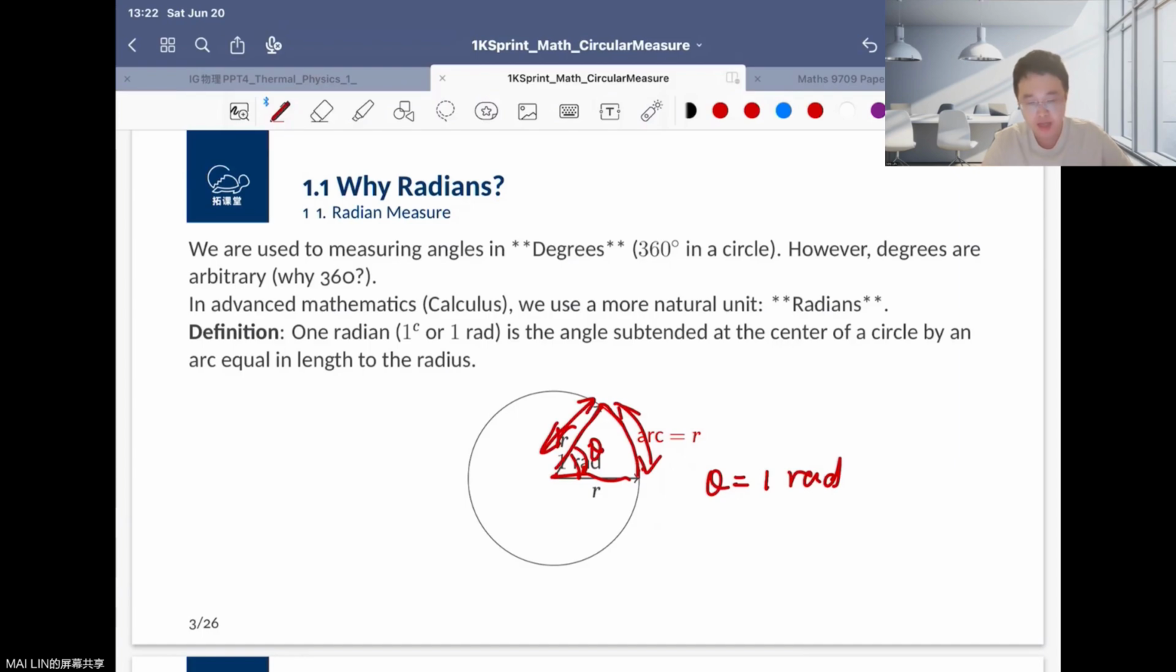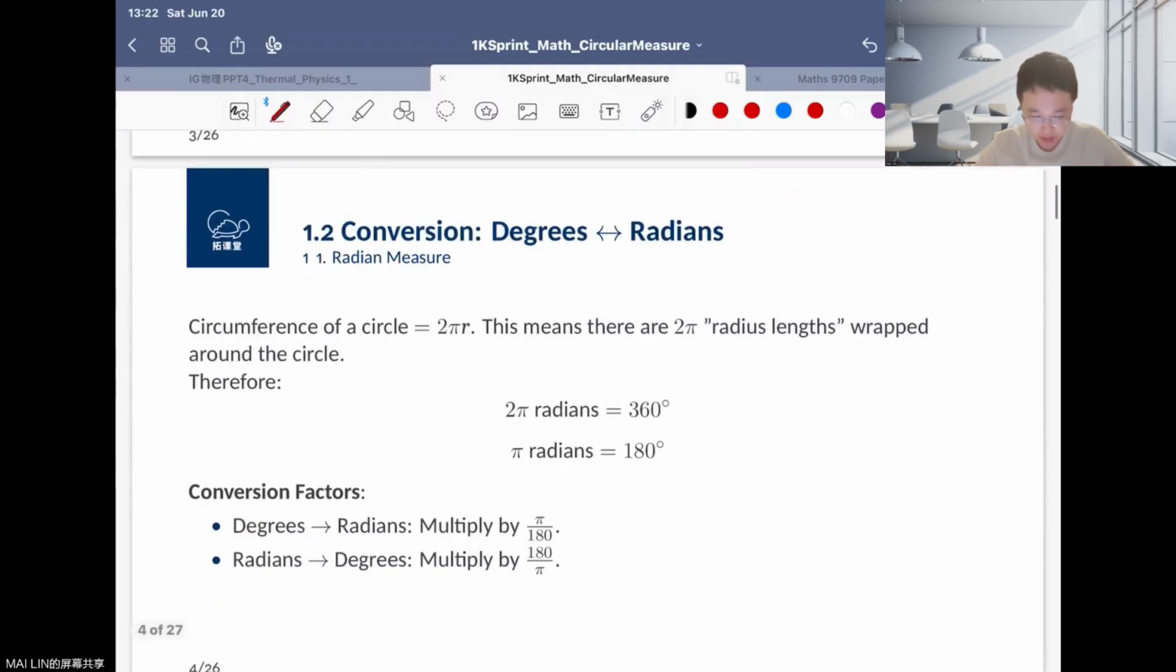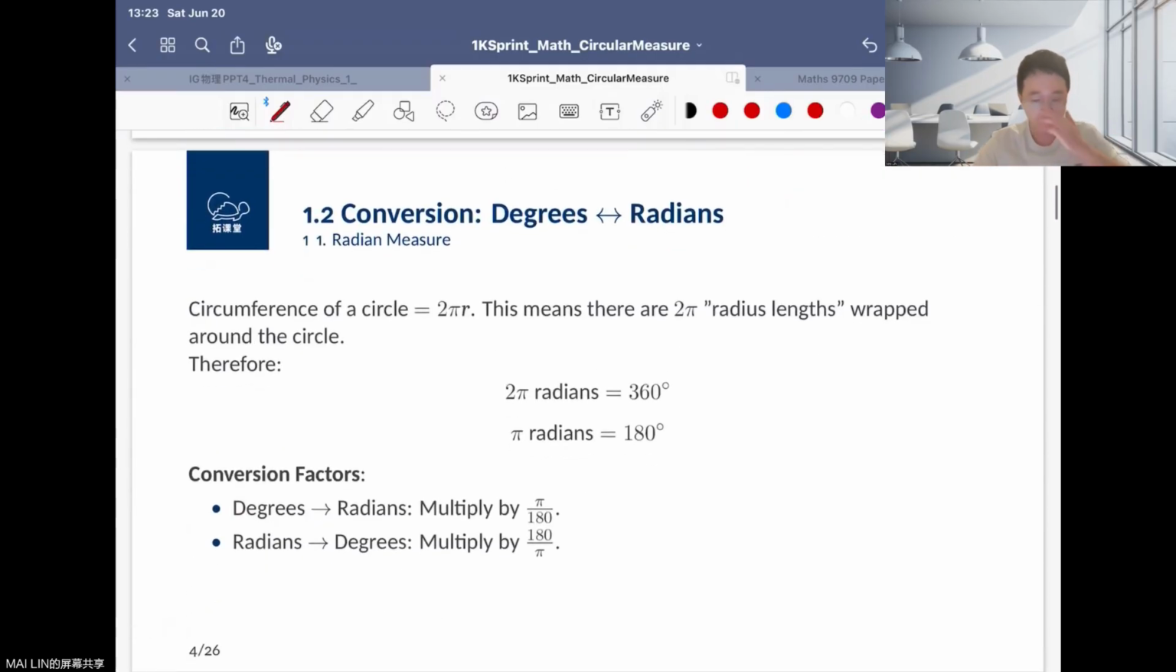Before, we were using degrees to represent an angle, like 60 degrees, 100 degrees, but now we are using radians, okay? So let's understand the conversion between degrees and radians. Consider the circumference of a circle formula, 2 pi radius. The 2 pi represents 360 degrees, right? So we can say pi equals 180 degrees, okay? So degrees can be transferred into radians and radians into degrees, okay?